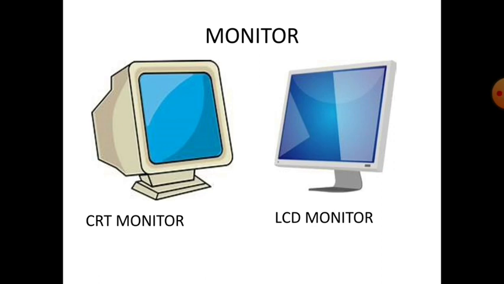CRT, that is cathode ray tube monitor, is bulky and consumes more electricity. You can see here the CRT monitor is very heavy. Yes, it is bulky, with a lot of space behind it. Next is the LCD monitor. LCD is liquid crystal display. It is thinner, lighter and consumes less electricity. That's why LCD monitors are popular these days.